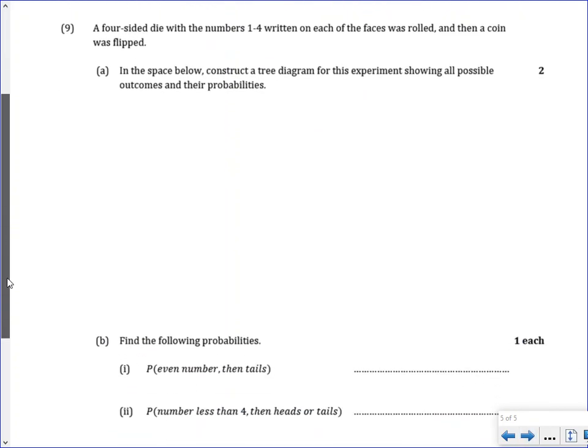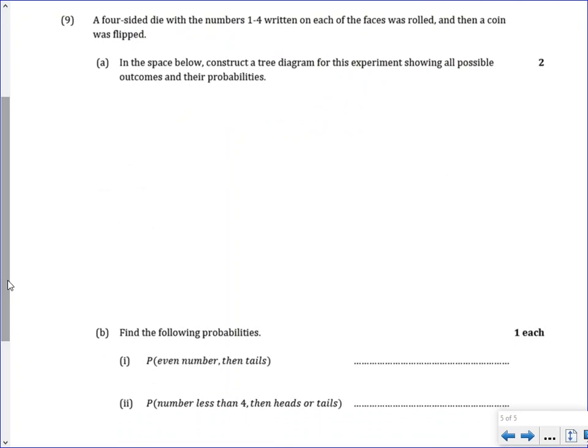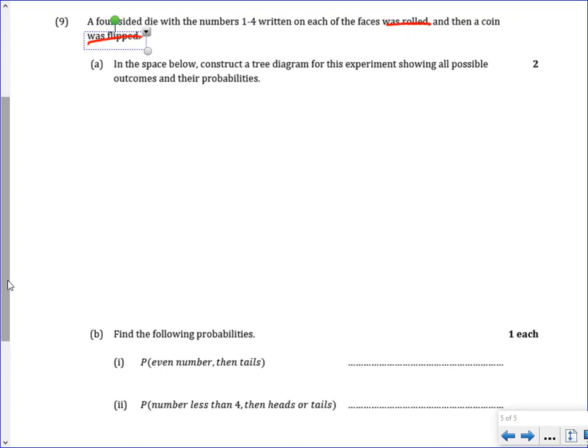And then question 9, the last set of questions. A 4-sided die with the numbers 1 to 4 written on each of the faces was rolled, and then a coin was flipped. So that's the order of things that are happening. The die was rolled, and then the coin was flipped. Keyword: then. So it happened in that order. What we need to do is construct a tree diagram for this experiment showing all possible outcomes and their probabilities.